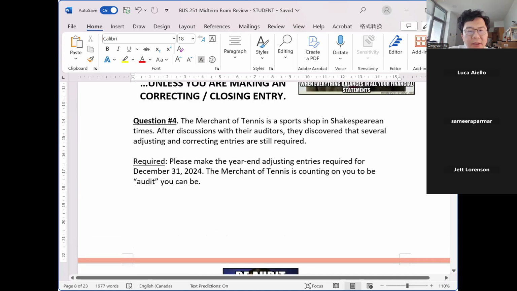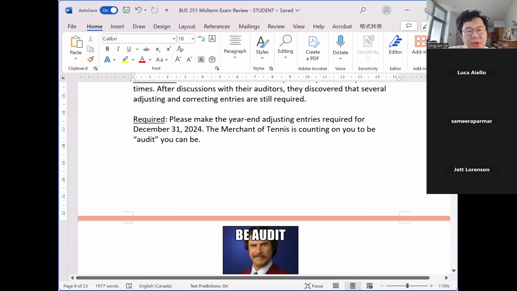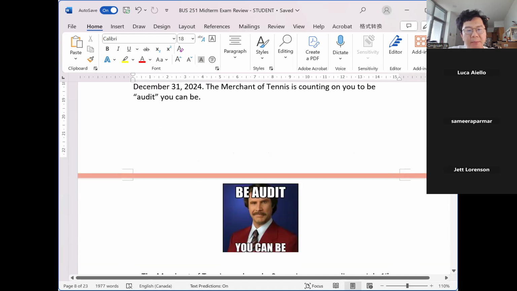So the Merchant of Tennis is a sport shop in Shakespearean times. After discussion with their auditors, they discovered that several adjusting and correcting entries are still required. What we are required to do is make the year-end adjusting entries required for December 31, 2024. The Merchant of Tennis is counting on you to be as audit-ready as you can be.